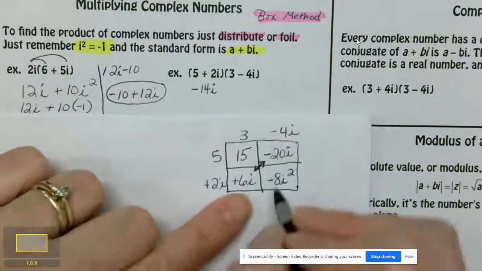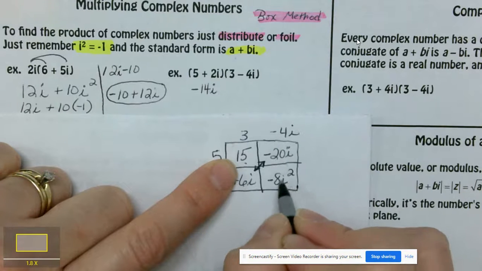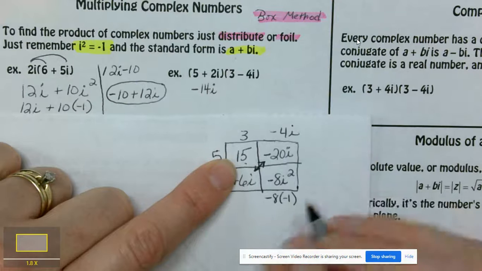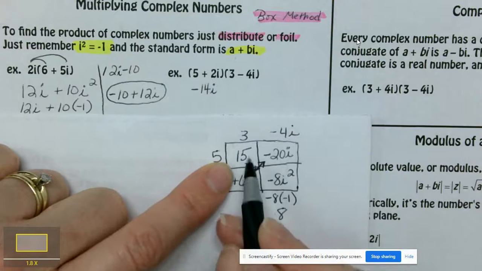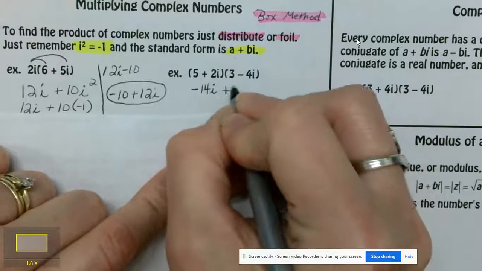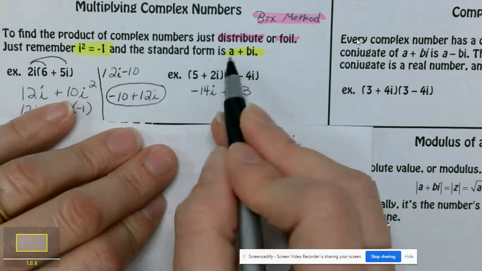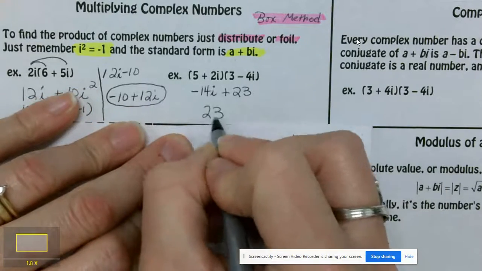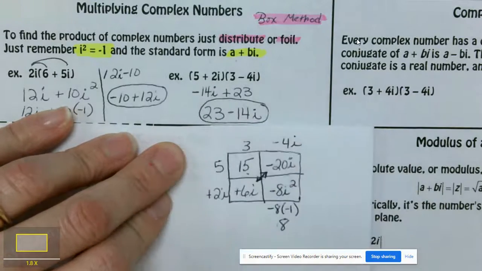All right, now, I've got this 15, and then I've got a -8i squared. But remember, i squared is -1, so I can replace this i squared with a -1. Well, -8 times -1 is 8. So now I can put together 15 and 8. So 15 plus 8 is 23. Now, remember, we've got to be in standard form, which is a plus bi. So I've got to flip this order. I've got to write the real number part first, which is 23, and then minus the 14i. And this would be your final answer.